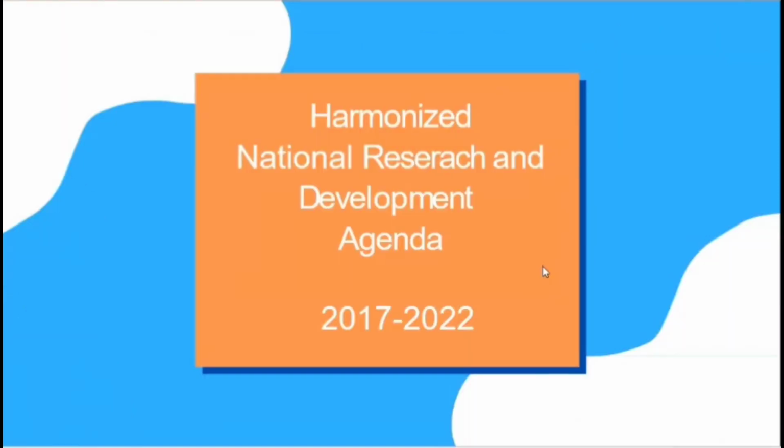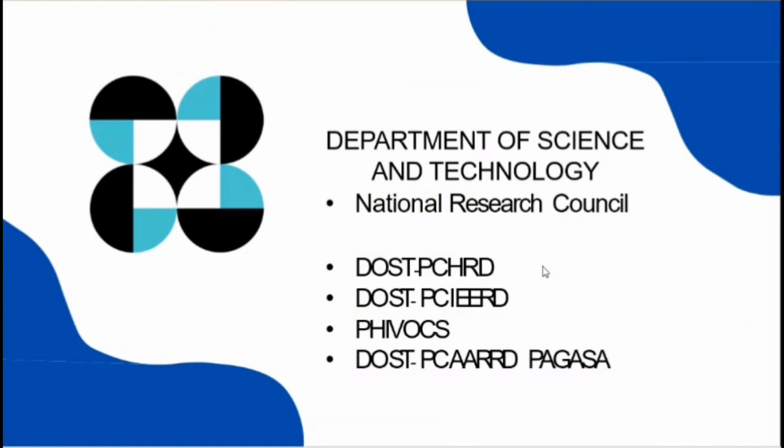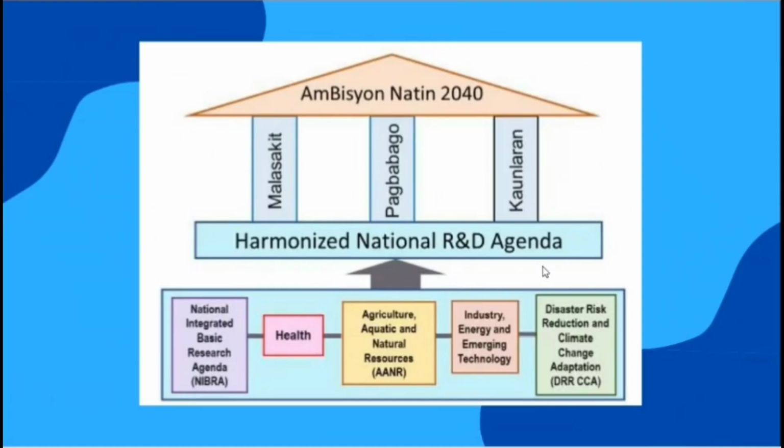by which the government, through an agency, has a plan for 2017 to 2022 called the Harmonized National Research and Development Agenda, by which the Department of Science and Technology, through its National Research Council, was provided programs and agenda to tackle different situations across the country with the help of its attached agencies: DOST-PCHRD, DOST-PCIEERD, PCAARRD, and PAGASA.